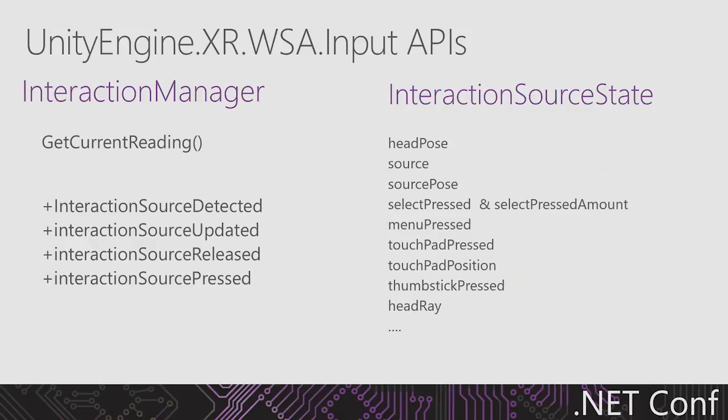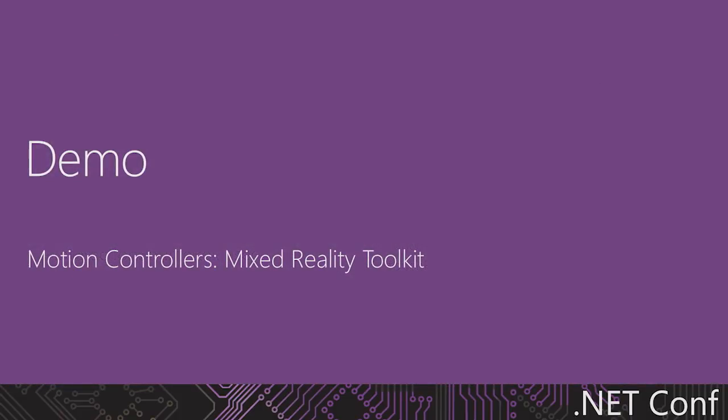To deal with the interaction manager, all you do is call get current reading every frame, and that gives you the state of everything within each motion controller. And then from there, you can look at the interaction source state. You can say, hey, was the menu pressed? Was the touchpad pressed? Where was the position of the touchpad? You just explore all the properties and extract all the information. Interaction manager also gives you APIs so that you know whether a source was detected or updated. That means when something comes into the scene or out of the scene. So that's how easy it is to actually code an application.